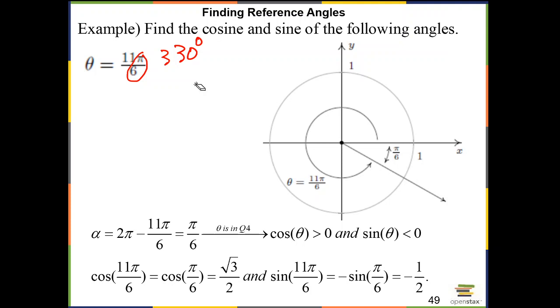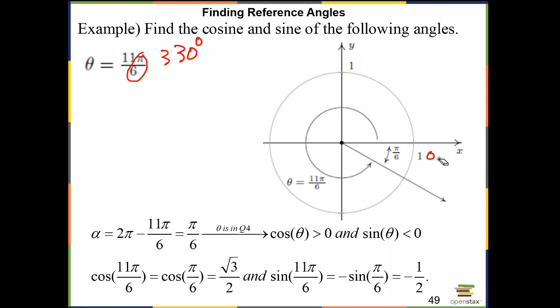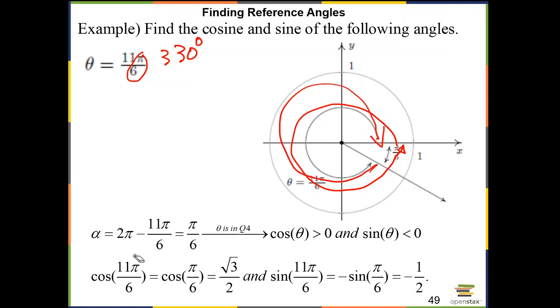It's easier to see it in degrees. So 330 degrees is all the way around here, and obviously it makes that 30 degrees because it's 360 minus what? Minus 11 pi over 6, which is 330. 360 minus 330 is 30 degrees. Or you can think of it as this right here is 2 pi, and subtract from it what? That much. So 2 pi minus 11 pi over 6.